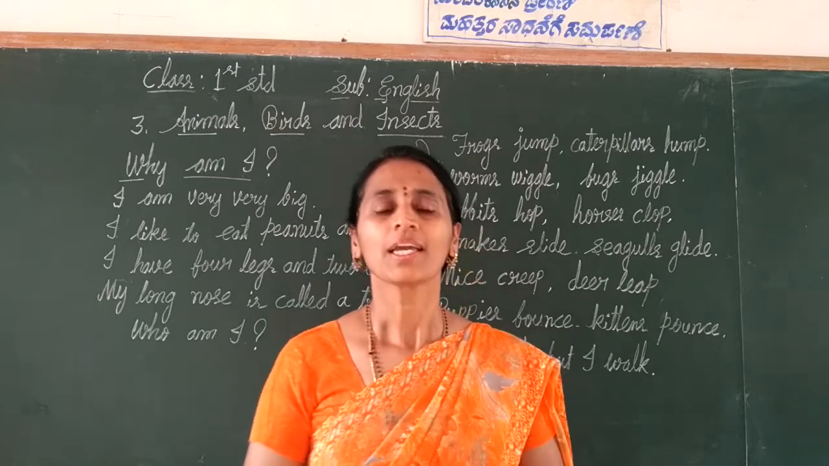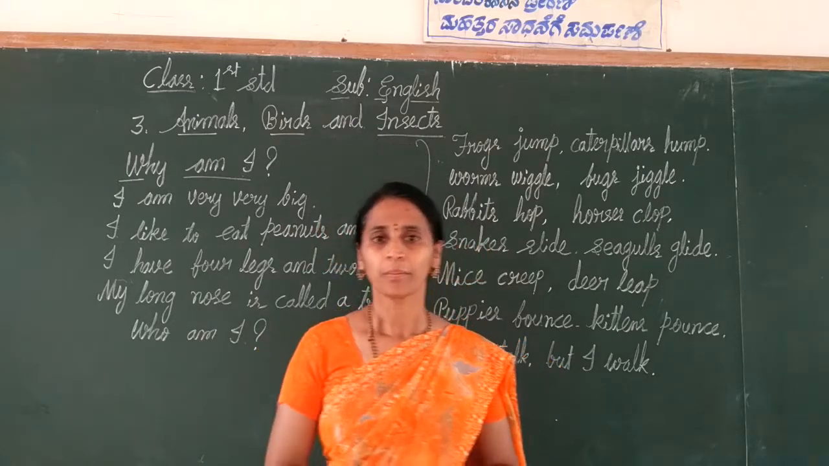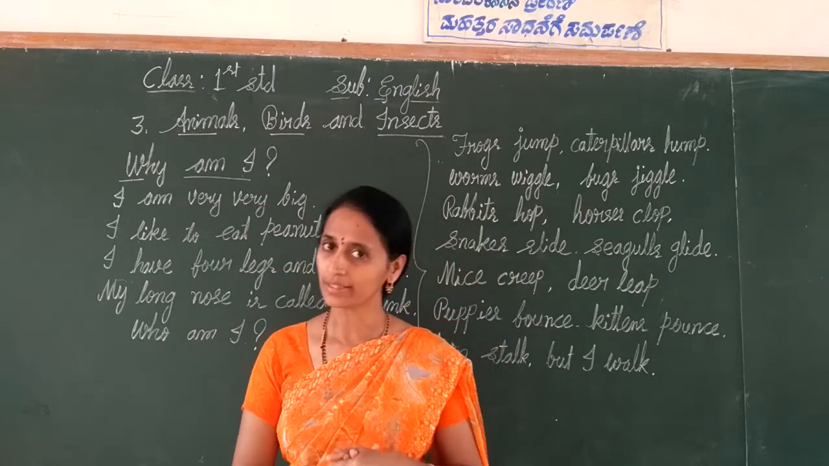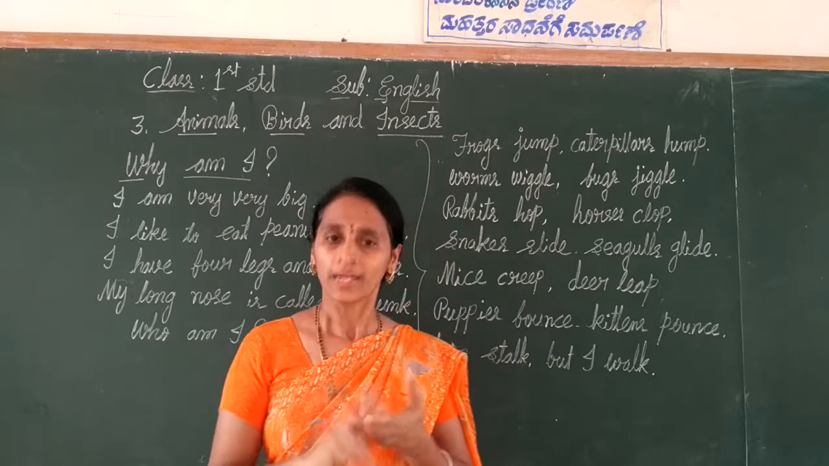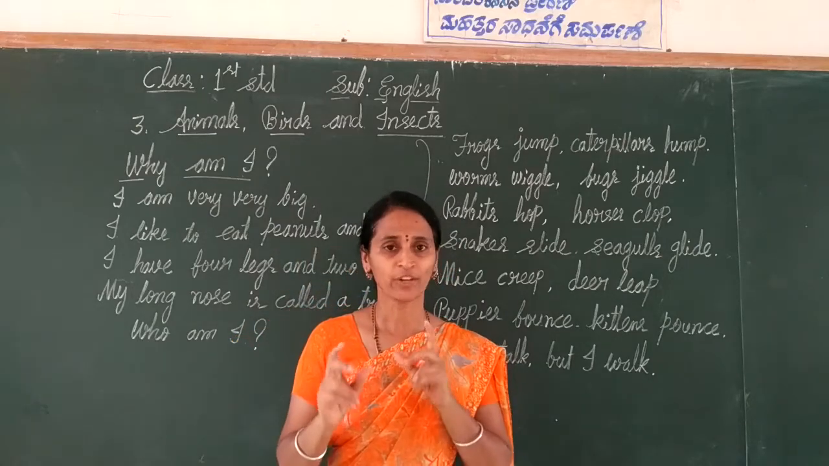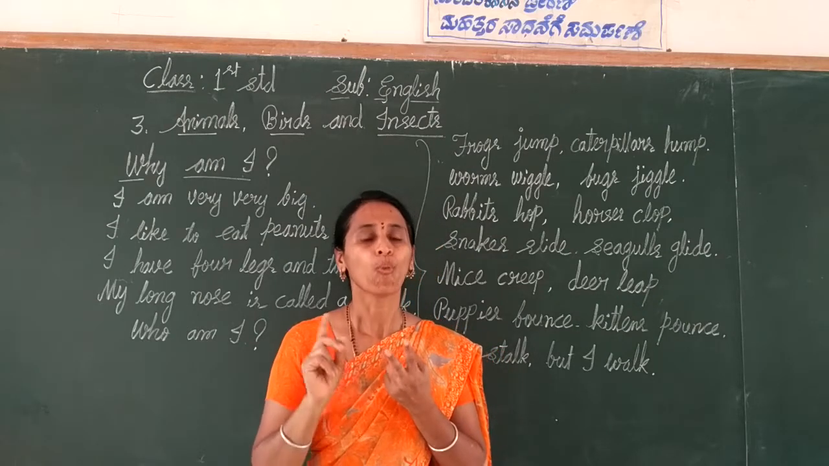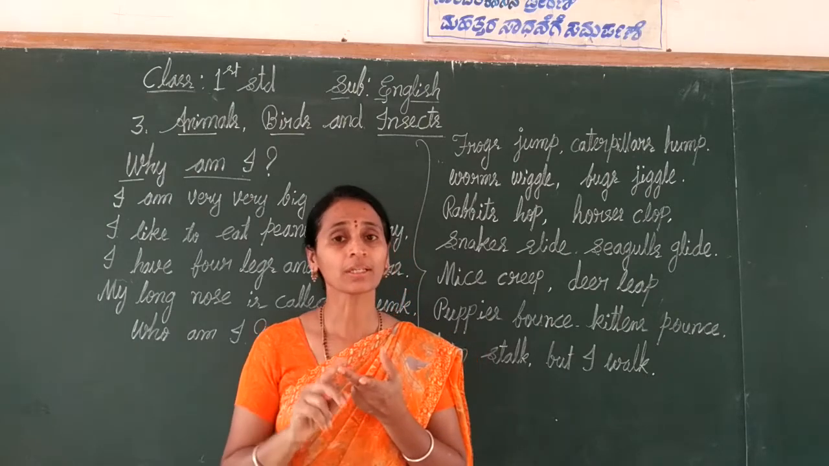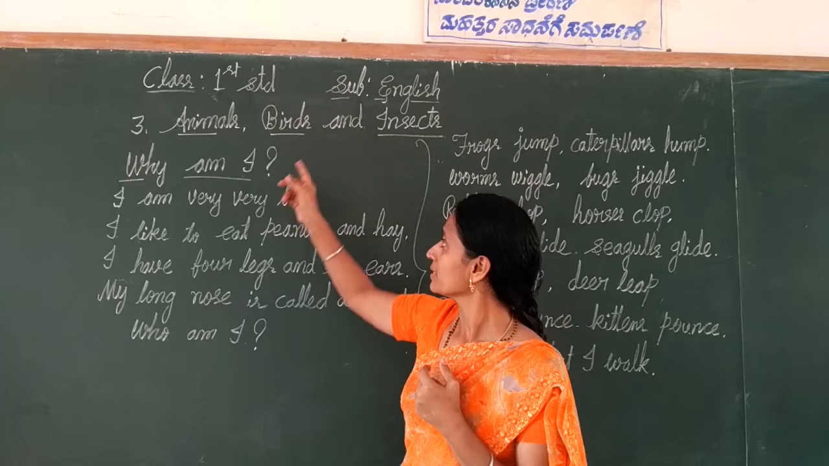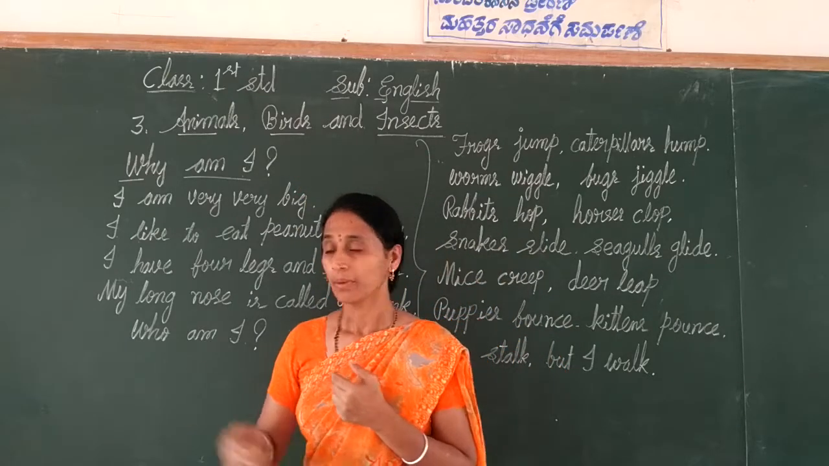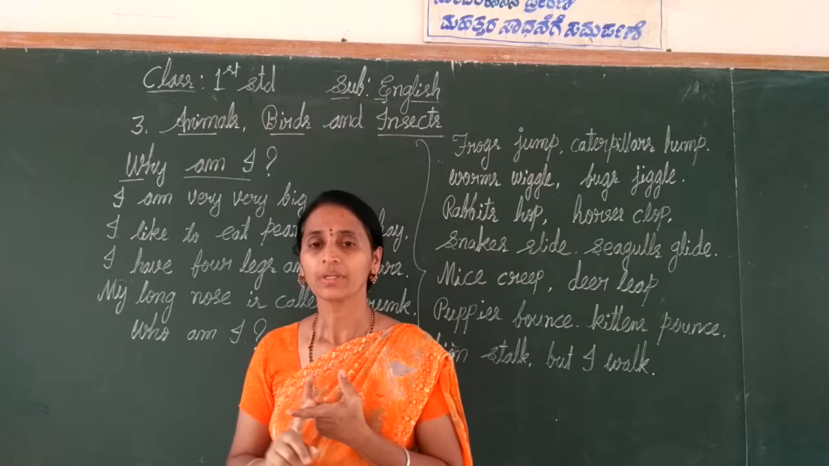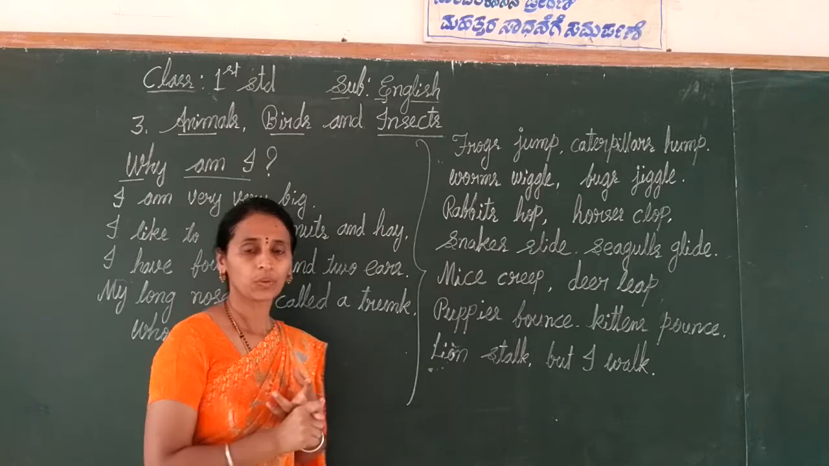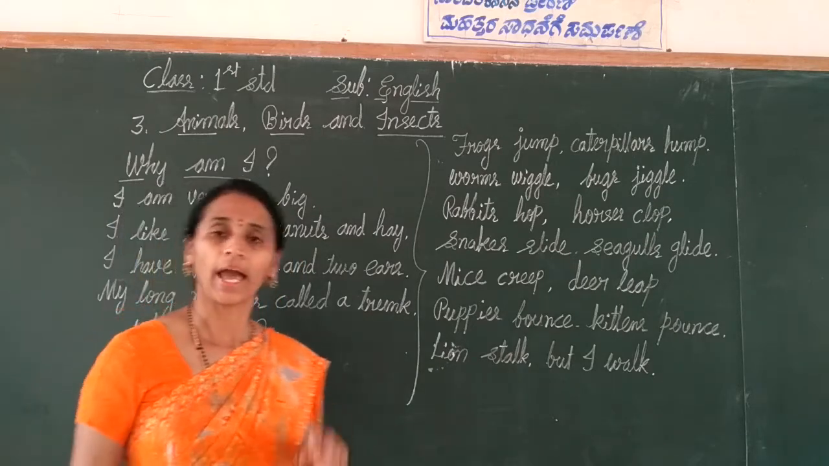My name is Shantha. In the previous class, we already finished Unit 3: animals, birds and insects. We learned about animals, which we divided into two parts: wild animals and domestic animals, and we also learned their names. Then we learned the names of birds and insects, and also the activities.